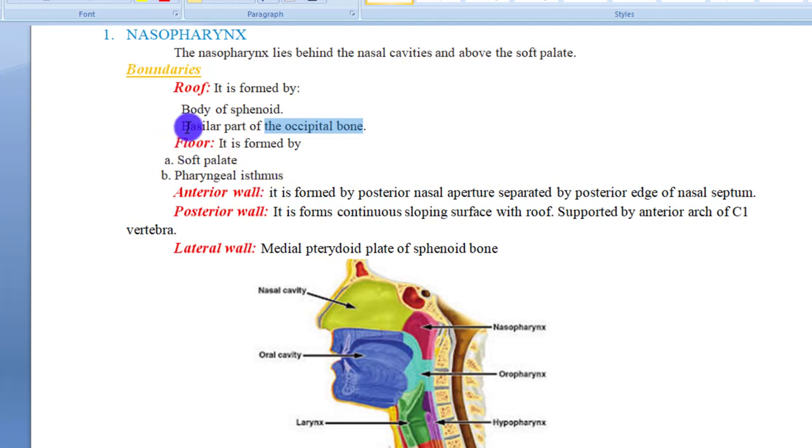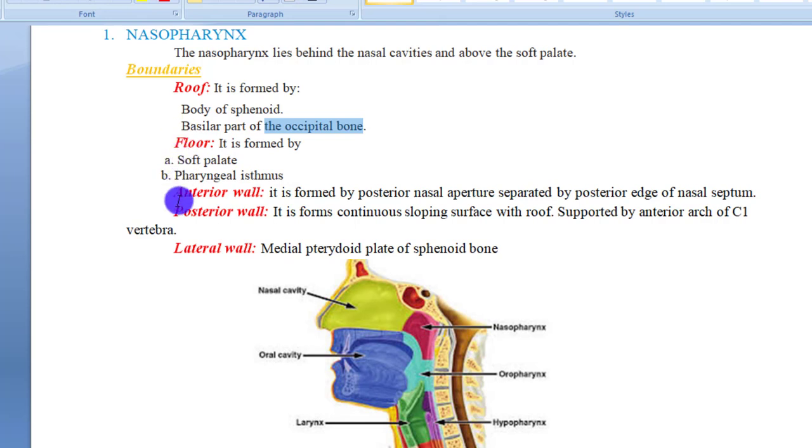The floor of the nasopharynx is formed by the soft palate and pharyngeal isthmus, right? So this will be the floor of the pharynx. This is the roof and this is the floor. So the floor is formed by the soft palate and pharyngeal isthmus.